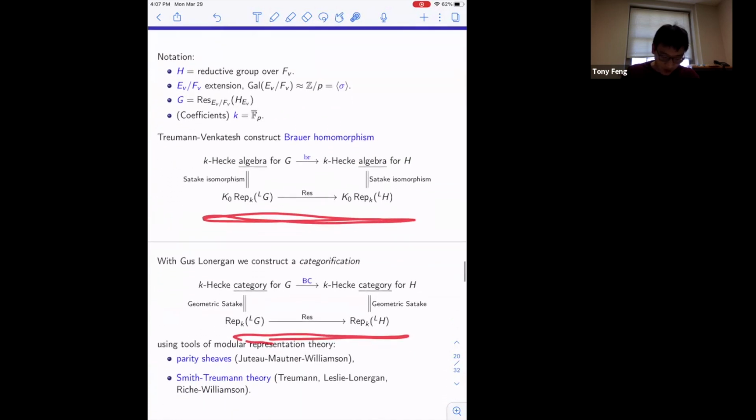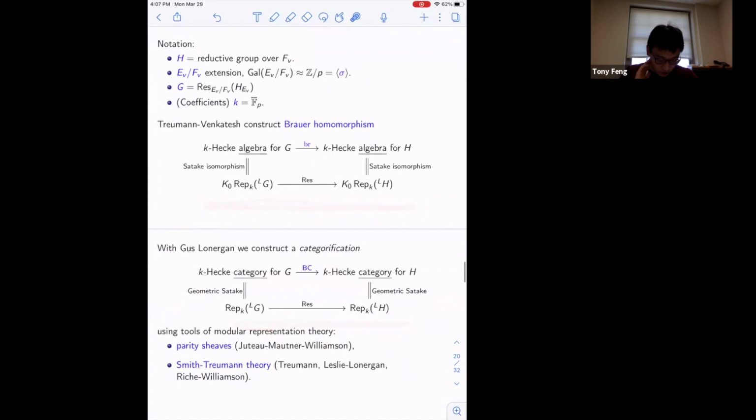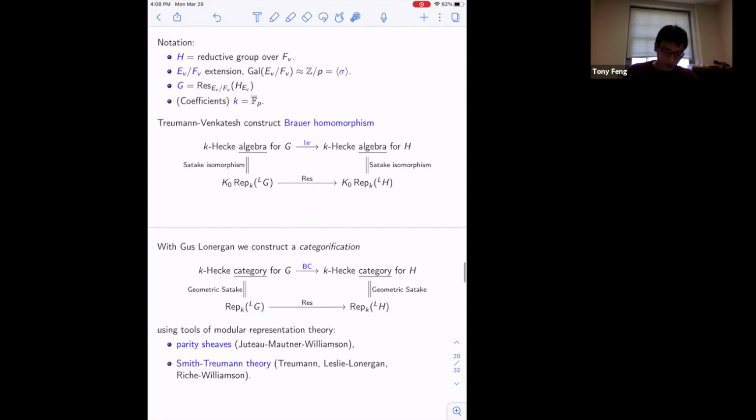And this categorification uses some relatively recent tools of modular representation theory. It uses parity sheaves introduced by Juteau, Mautner, and Williamson, and it uses Smith-Treumann theory in a form developed by Treumann, Leslie, Lonergan, and Riche-Williamson. And so I hope to at least touch on why these ingredients are kind of natural.